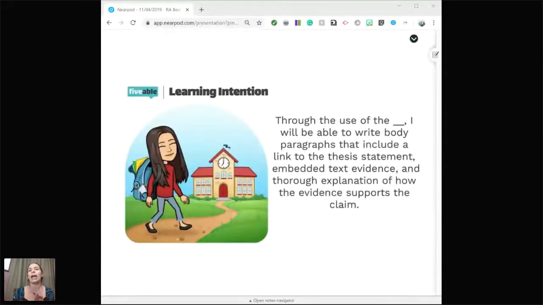Now, here's the thing I want to highlight to you here. There's a blank in this. I'm going to give you a couple of strategies, and you're going to fill in the blank with the one that you think is going to work for you.